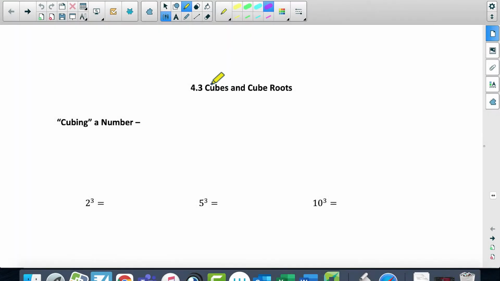Okay, we've talked about squares and square roots. Today we're going to talk about cubes and cube roots. So, cubing a number, what does that mean? Well, do you remember what squaring a number meant? Squaring a number meant multiplying it by itself 2 times.